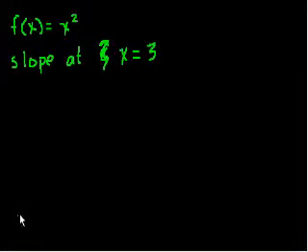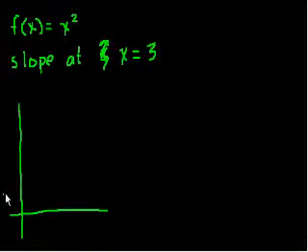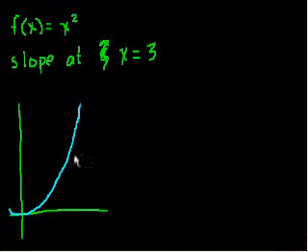So let's draw out what I'm asking. So that's a coordinate axis. That's the x coordinate. That's the y coordinate. So we want to say, what is the slope when x is equal to 3? This is x equals 3. And of course, when x equals 3, f of x is equal to 9. We know that, right?